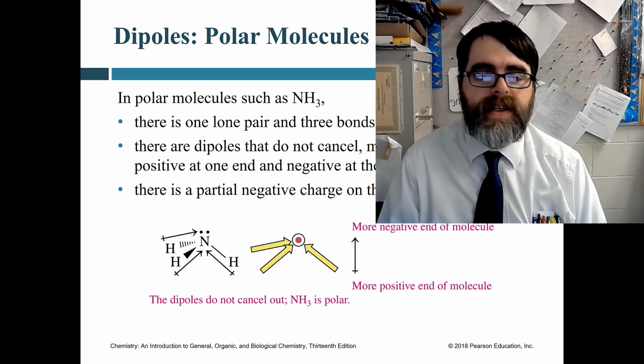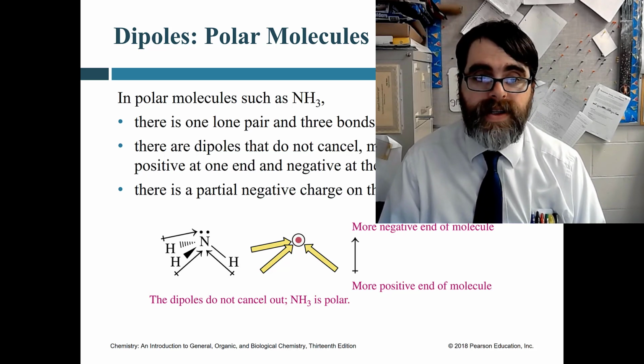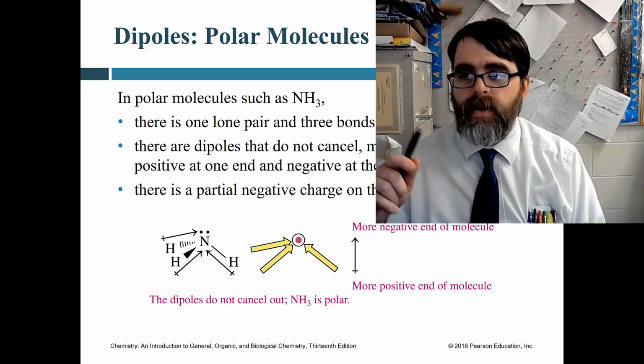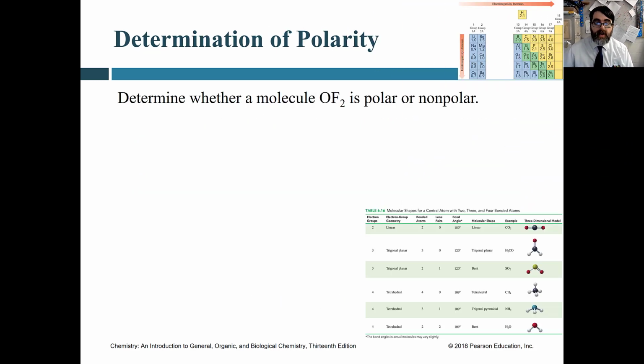Ammonia is polar because, again, it's asymmetrical and we have polar bonds. If we go back to the chart from the prior section, the things that have 0 lone pairs are going to be nonpolar molecules. The things that do not are going to be polar molecules.